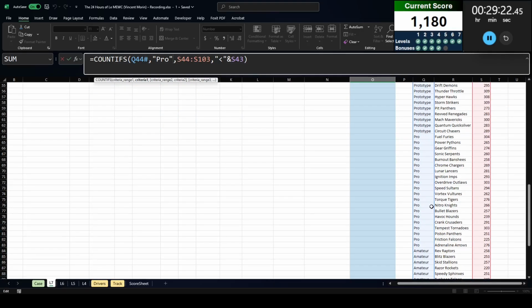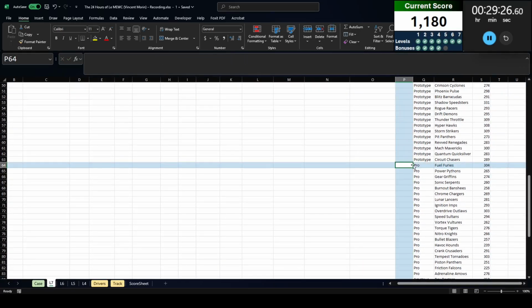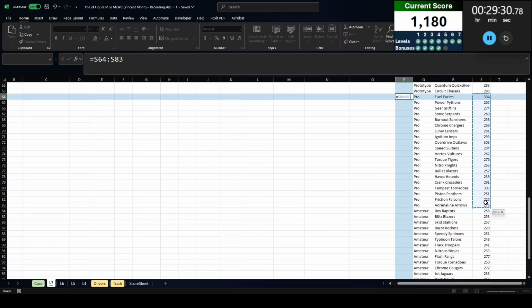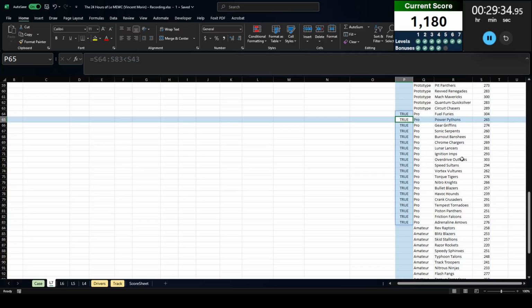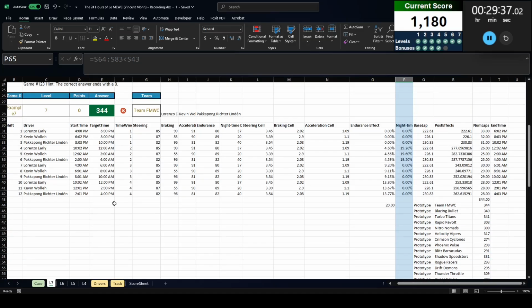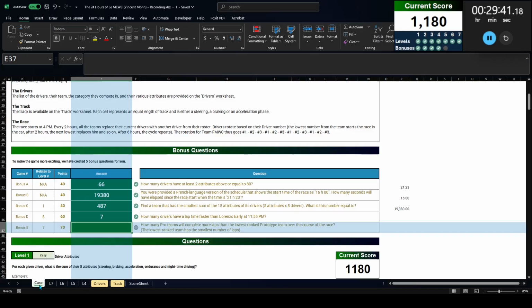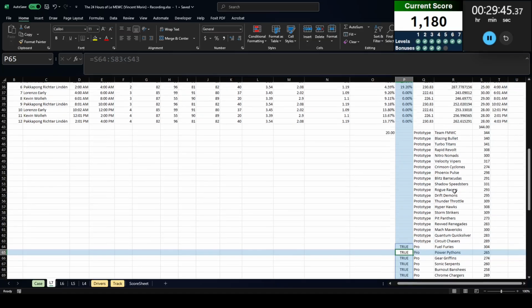They all seem to be lower, don't they? Okay. So let's just see here. This is all less than 344. They are all less than 344. Why do I have a feeling? Oh, over the lowest ranked prototype team. So it's not over that prototype team.